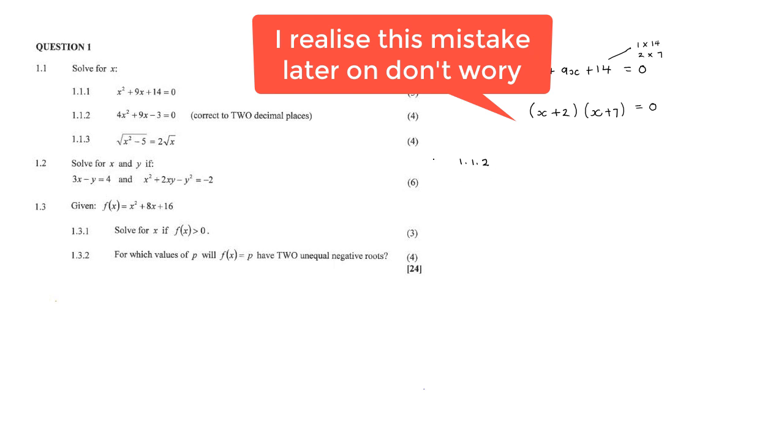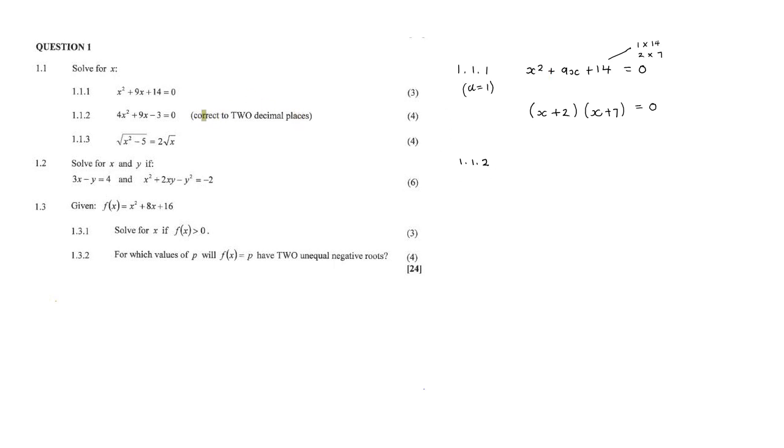1.1.2. Right. So now this instruction over here, whenever you see this, correct to 2 decimal places, right? You can immediately just know that this trinomial over here is different from the one above in terms of the fact that this one doesn't have rational number solutions. So you can just immediately go into your quadratic formula in order to solve this one.